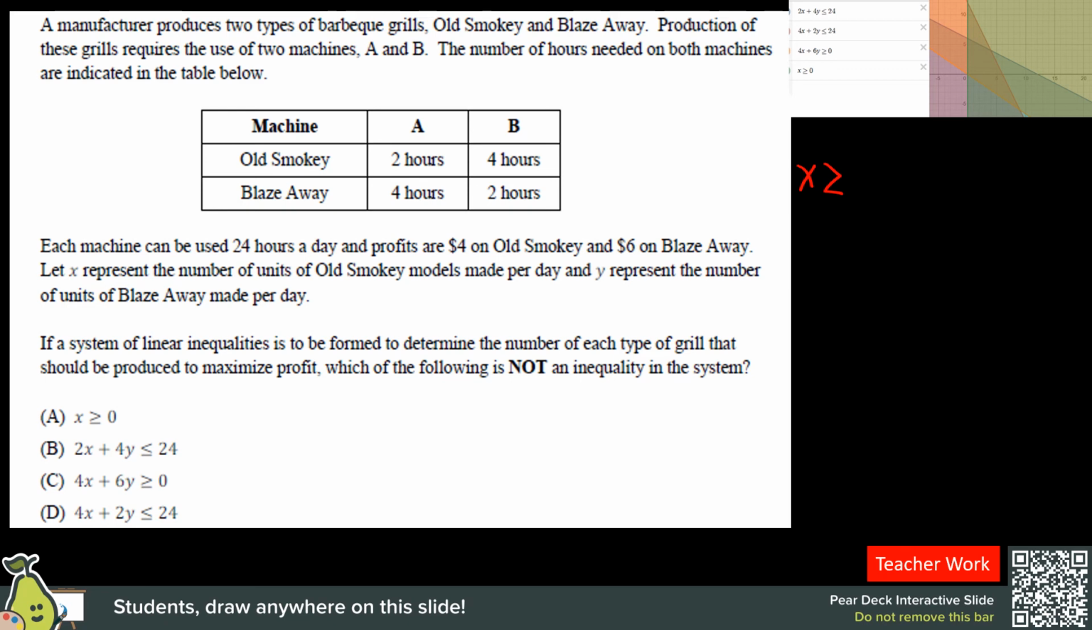Which means that we need to have positive values for x. And we also need to have y is greater than or equal to 0. We want profits, right? So we're going to be in the positive here. Knowing this, x greater than 0 has to be in the system. So it's asking for which ones are not. Well, this one has to be, so we got to cross them out. This has to be in the system.